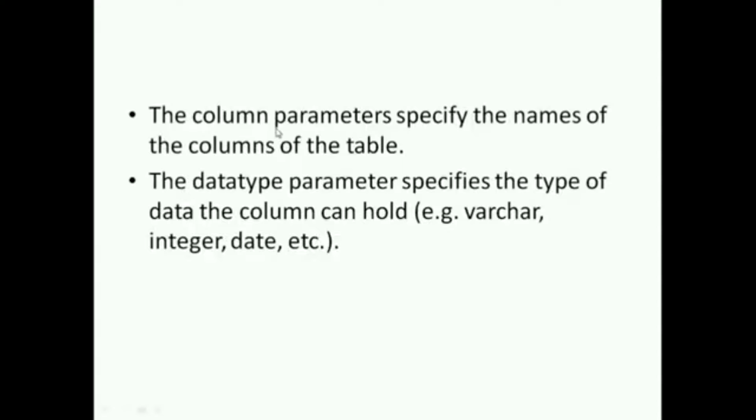So just now I mentioned the column parameter specifies the name of the column of your table, and data type parameter specifies the type of the data the column can hold. So it contains also varchar, integer, or if you want to have the date, you can have the date as a data type. So now I'll demonstrate how exactly you have to write the query, how exactly you have to create the table.